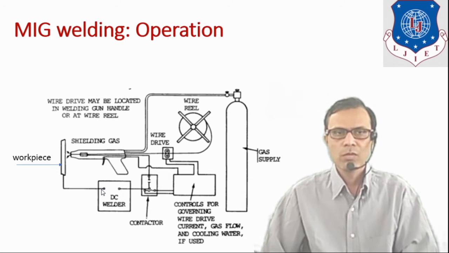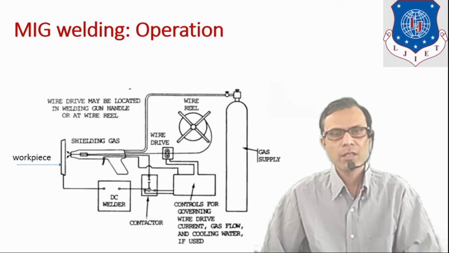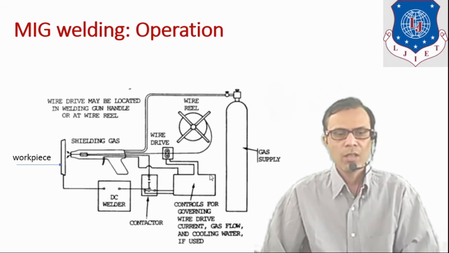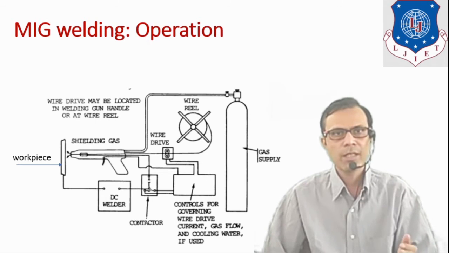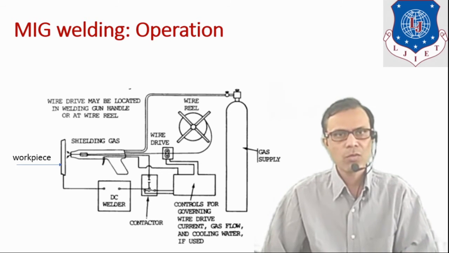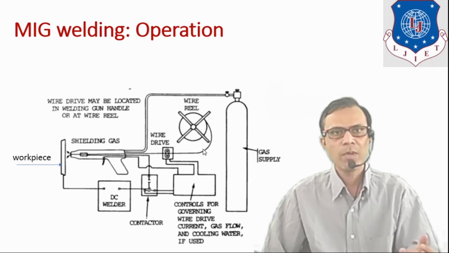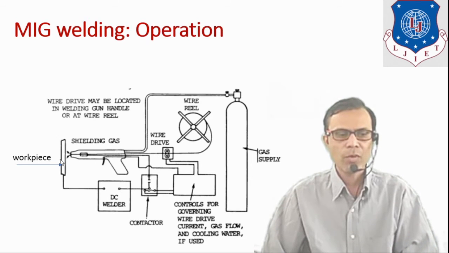Here also DC power source is used. For the same reason, it will provide more stable arc. So when electrode holder and workpiece is connected with DC power source, the arc will be produced, and the wire which is used here will be melting and it will be producing the necessary welding action.